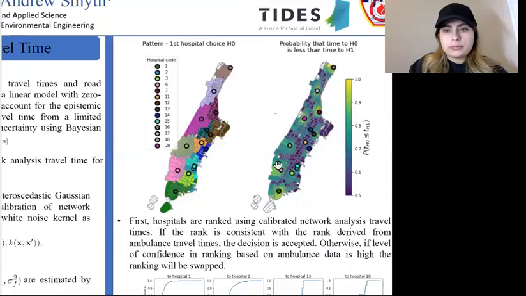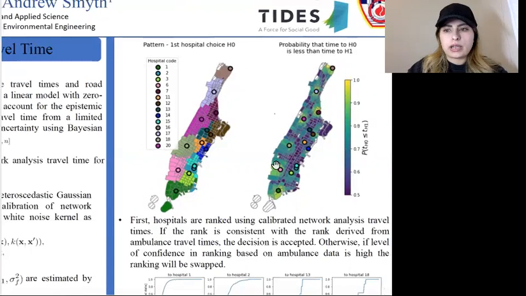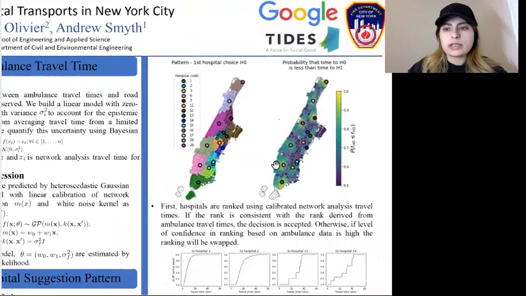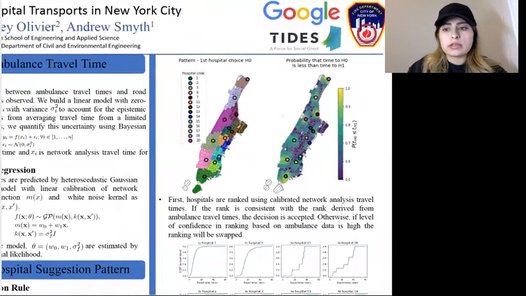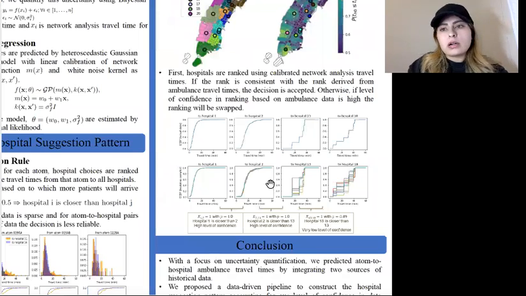To tackle this problem, we use Bayesian bootstrapping to calculate the confidence level by calculating the number of times, for example, hospital I is closer than hospital J across different samples from the ambulance data. Finally, we rank hospitals based on calibrated network analysis travel times and then adjust it with ambulance data with high level of confidence. So here in this figure, we see that in all samples, hospital 1 is closer than hospital 2. We are 100% sure that hospital 1 is closer, but this is not the case for comparing hospital 13 and 18.